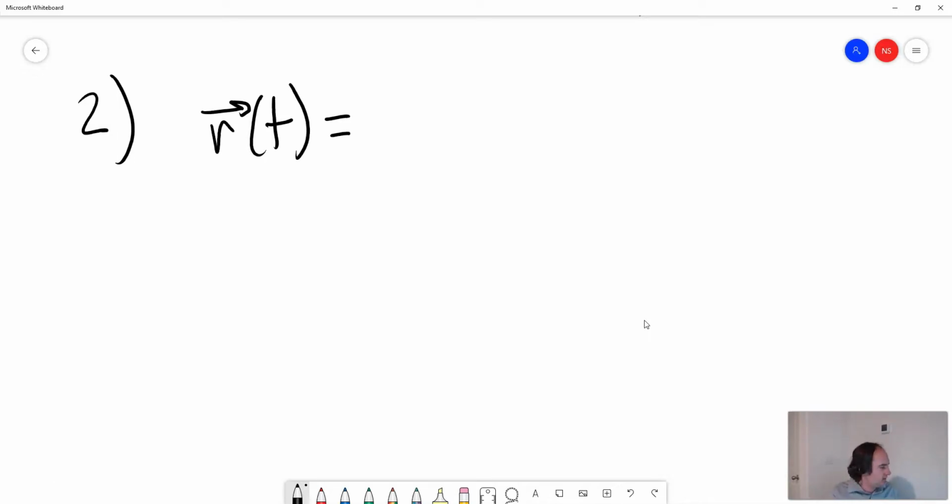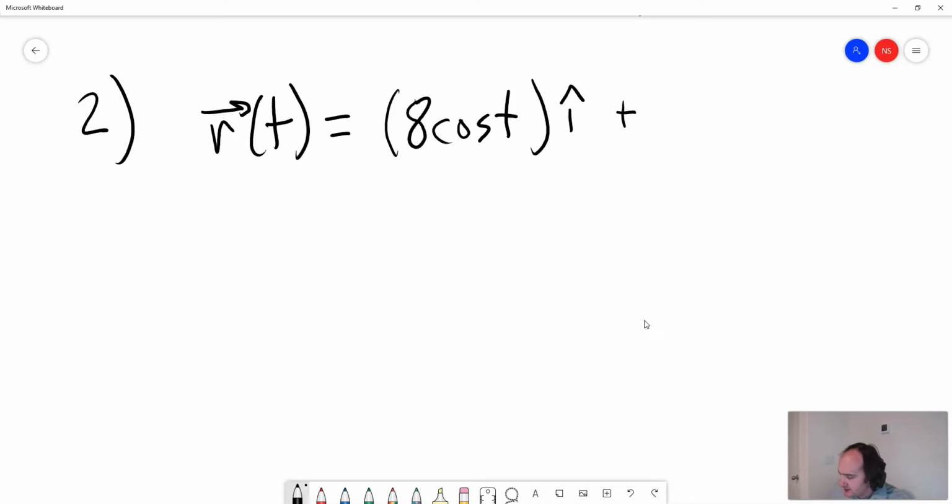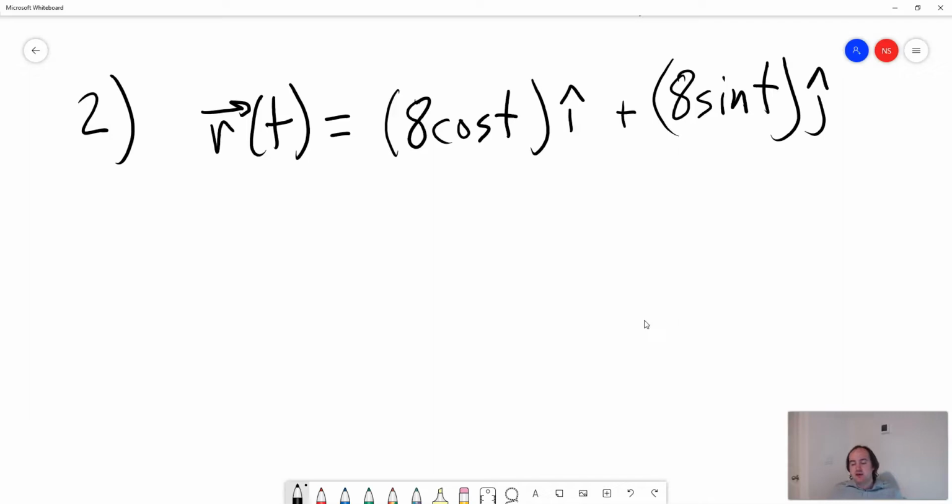let me open this up. Sorry, I closed my notes for a moment. r of t equals 8 cosine of t times i plus 8 sine of t times j. And the parameter t goes from 0 to 2 pi. So they tell us that t is greater than or equal to 0 and less than or equal to 2 pi.